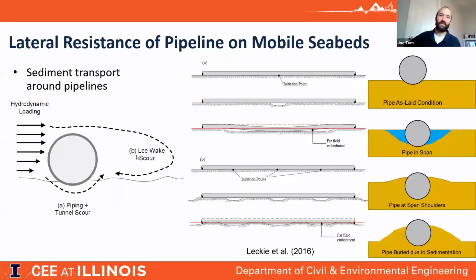Just to mention briefly, there's also another potential mechanism, either due to lee-wake scour or ambient sediment transport, where you get local deposition. So you get formation of these sort of triangular berms on the sides of the pipeline.